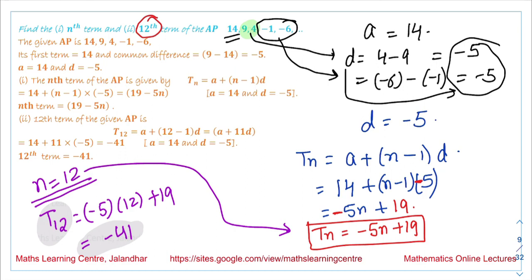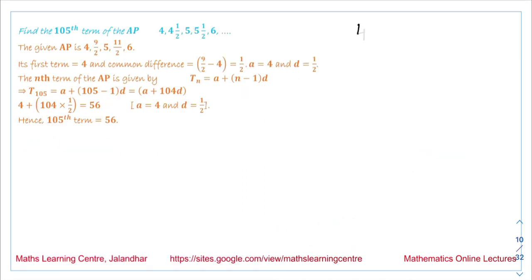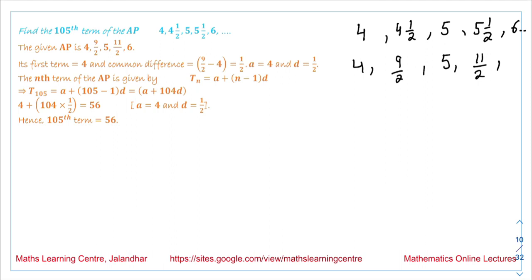Next is find the 105th term of the AP. The AP is given to us. The values are 4, 4 whole 1 by 2, 5, 5 whole 1 by 2, 6, and so on. So these are the values: 4, 9 by 2, 5, 11 by 2, 6, and so on. Now the first term we have is 4. This is the value of A.